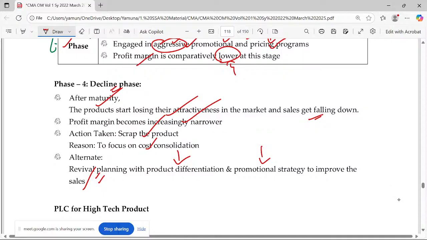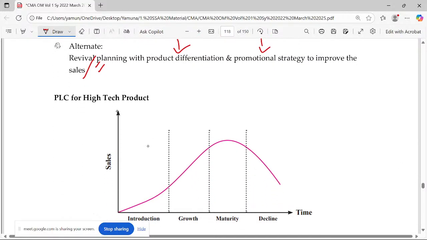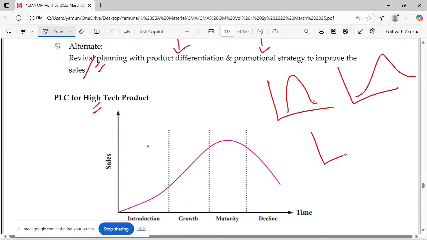So these are the basic general concepts of PLC, but if we go for a high-tech product, we can define the stages with respect to the curve. See, all the curves are not similar. One may be like this, or one may be like this. Please try to understand, right? Okay, one may be like this. Product to product differs.